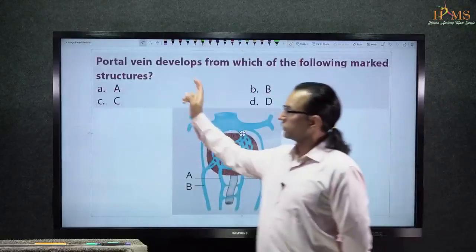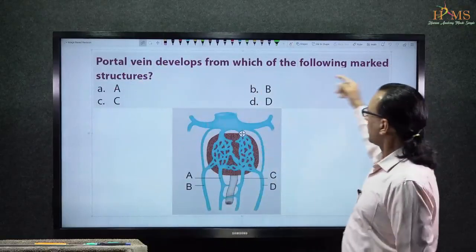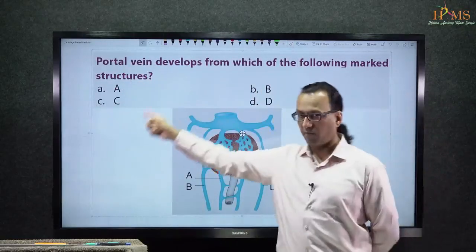Here we got a question on the portal vein development, and we have to find out the marker.